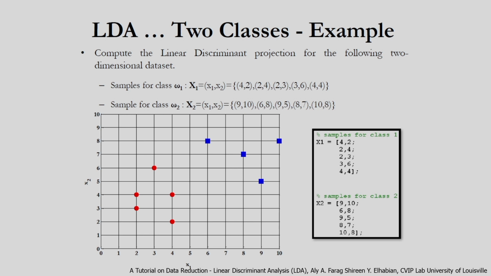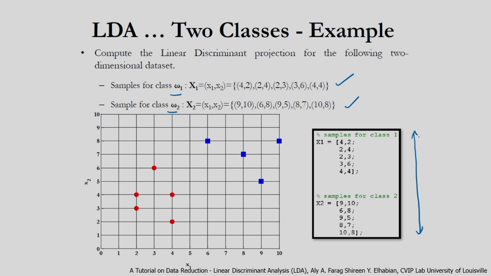So I am considering one numerical example: how to apply the LDA for two classes. I am considering two classes, W1 and W2, and I am considering the samples for the class W1. These are the samples. The samples are two-dimensional. Similarly, I am considering the samples of the class W2, which are also two-dimensional.